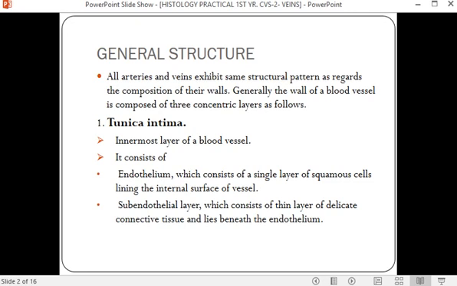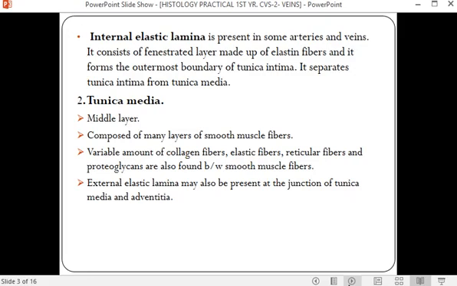Generally, the wall of a blood vessel consists of three layers: tunica intima, media, and adventitia. Tunica intima is further composed of endothelium, subendothelial layer, and internal elastic lamina. Endothelium consists of a single layer of squamous cells. The subendothelial layer consists of connective tissue fibers and lies beneath the endothelium. Then comes the internal elastic lamina, which is present in some arteries and veins. It consists of a striated layer made up of elastin fibers, and it forms the outermost boundary of tunica intima. Basically, it separates tunica intima from tunica media.